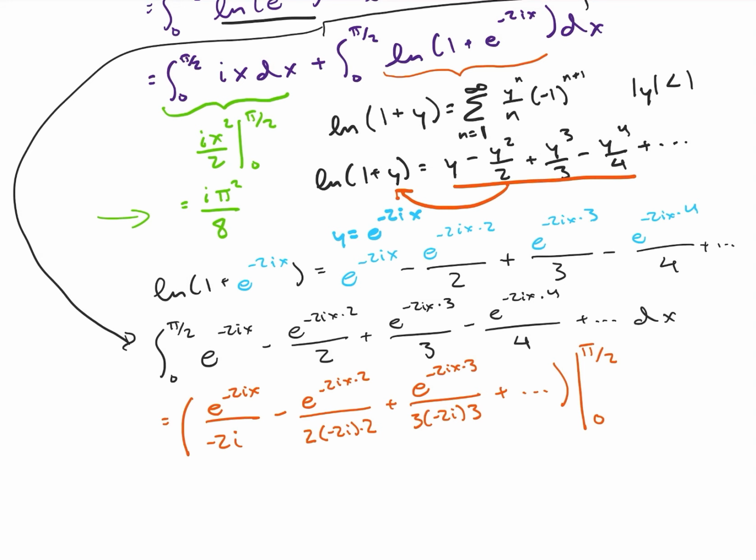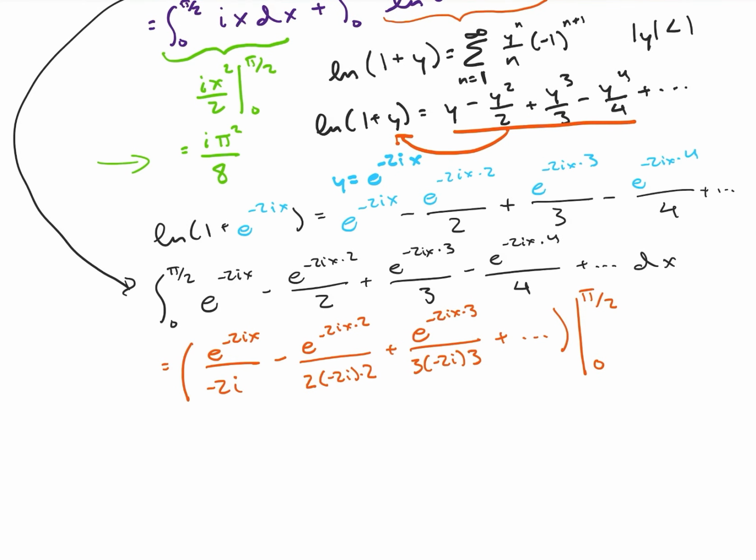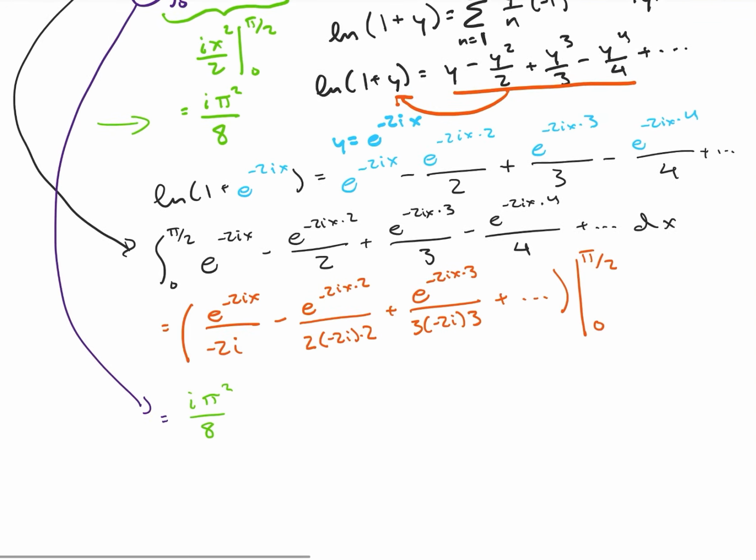Okay? So I'm going to bring back my whole expression. So let's look back at where I had this equal sign up here. So this whole thing was equal to i times pi squared over 8 plus, now the result of the second integral.